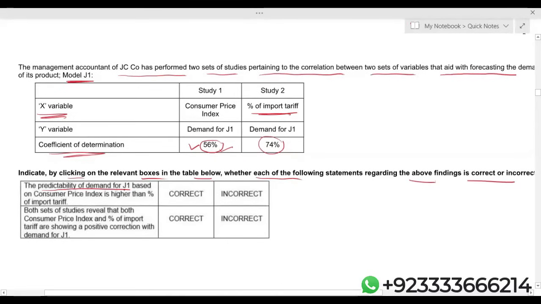The predictability of demand for J1 based on consumer price index is higher than the import tariff. Can I say incorrect? Predictability of demand, where the relationship is more explainable, is on the basis of import tariff, not on the basis of consumer price index. Here the relationship of demand is 74% explainable, here 56. So this statement is incorrect, because the examiner is saying the predictability based on consumer price index is higher than import tariff, but actually in import tariff it is higher, and consumer price index it is less.